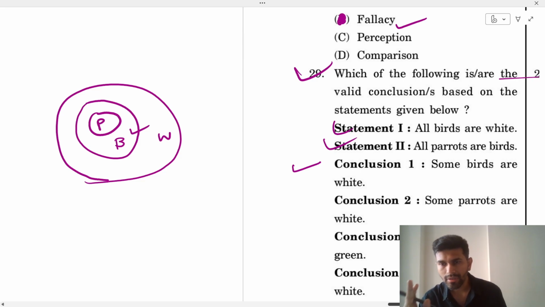Second conclusion, some parrots are white. Because all parrots are birds and all birds are white, some parrots are white is also a correct conclusion. Conclusion 2 is also correct. Conclusion 3, all parrots are green. No. Nothing is mentioned about the green color in the statements, so conclusion 3 is not valid.